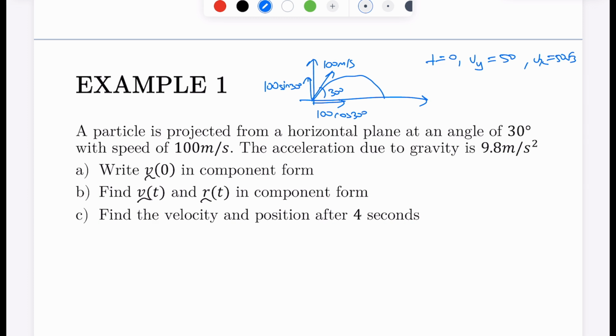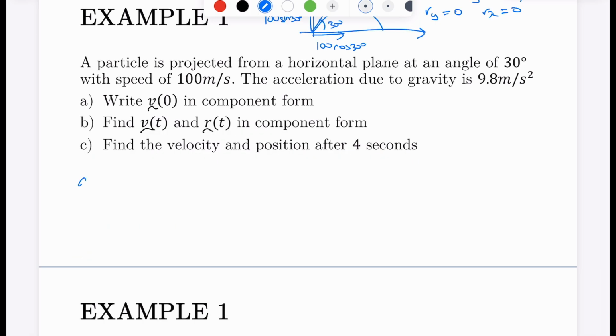In terms of our initial vertical displacement, it's just 0, and horizontal is 0 because we're launching from a horizontal plane and we're at the origin. Although this question isn't super clear on that, that's what it means. Okay, let's have a look at part A.